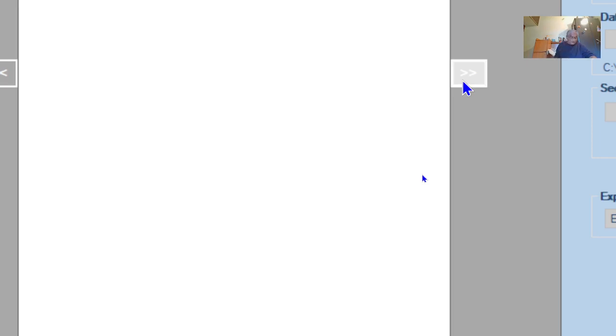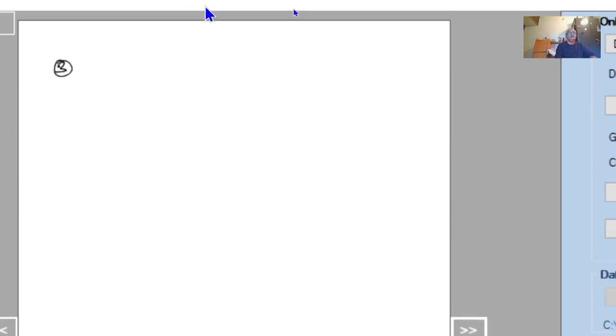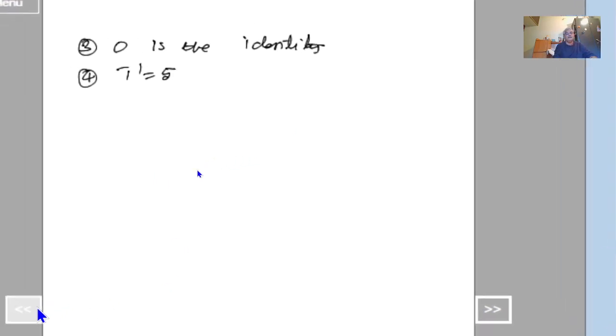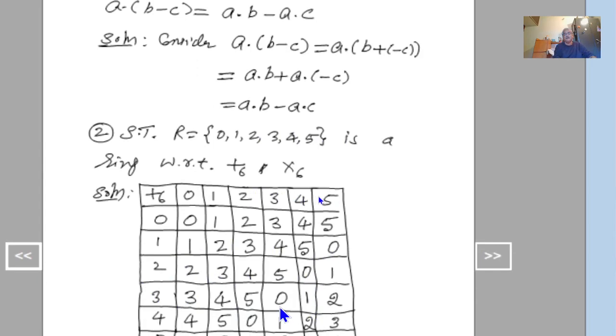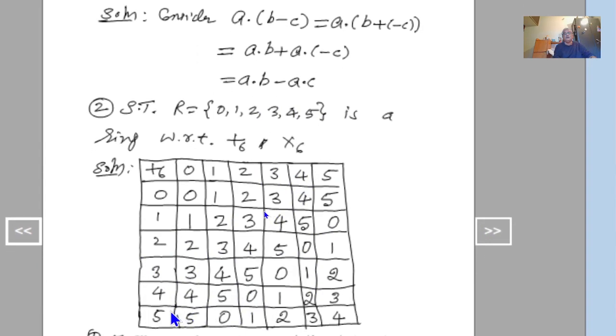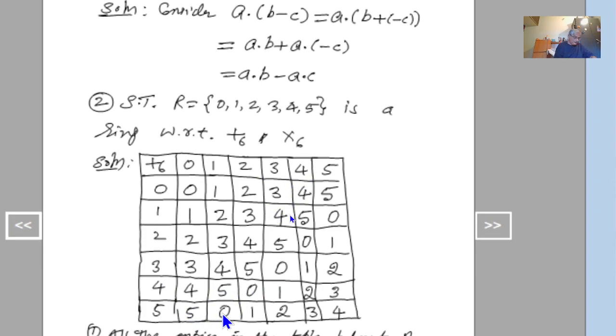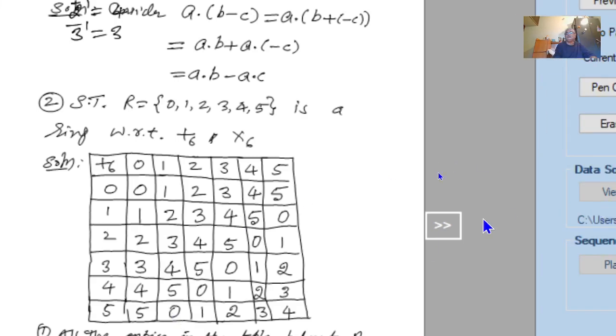And next, third one, 0 is the identity. Fourth one, inverse of 1 is equal to 5. Here, inverse of 1 is 5. Inverse of 2 is 4. Inverse of 3 is 3. Inverse of 4 is 2. Inverse of 5 is 1.